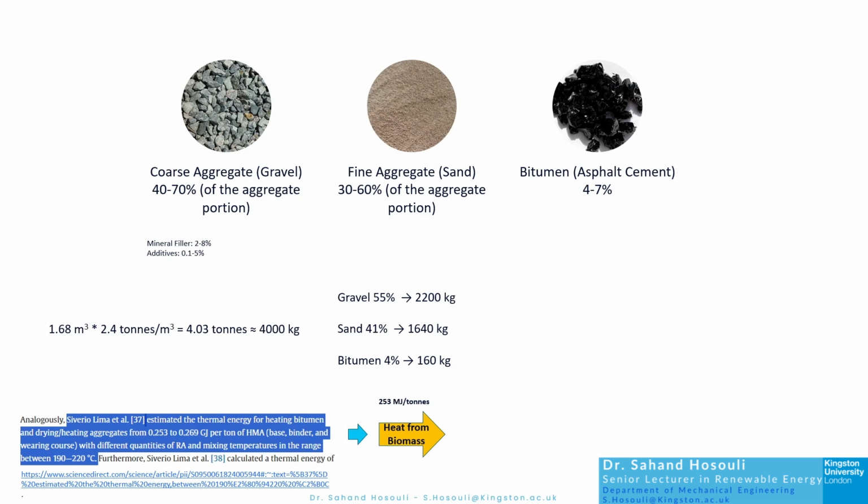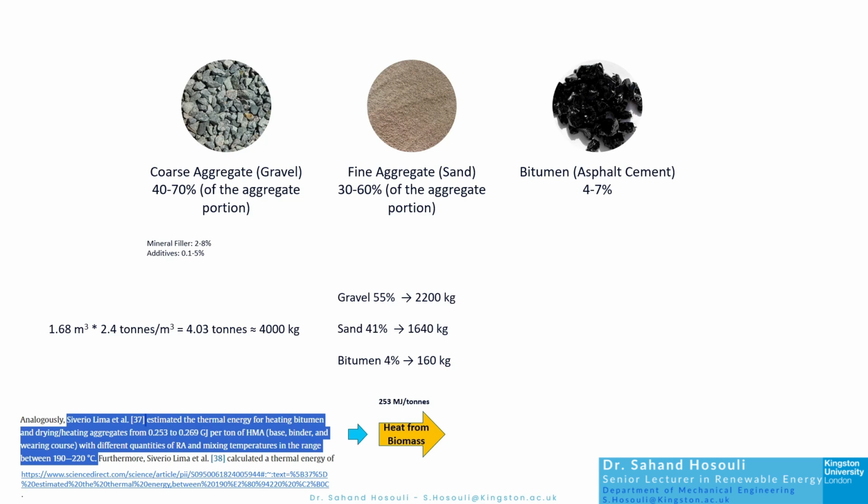So in our case, let's consider a normal asphalt. Usually this asphalt has 3 components. One is coarse aggregate, which is gravel, usually 40 to 70% of the total asphalt mixture. The other one is fine aggregate, which is sand, between 30 to 60%. And the third component is asphalt cement, which is bitumen, at 4 to 7%. So this is a normal configuration, and you also have a little bit of mineral fillers and additives as well.